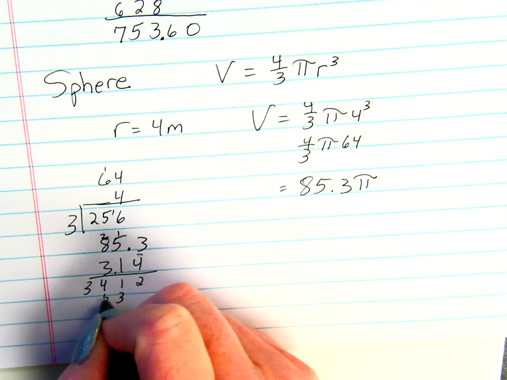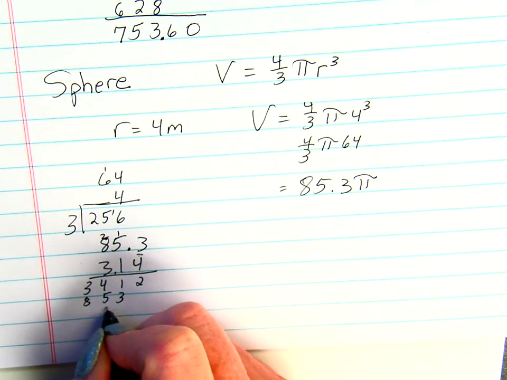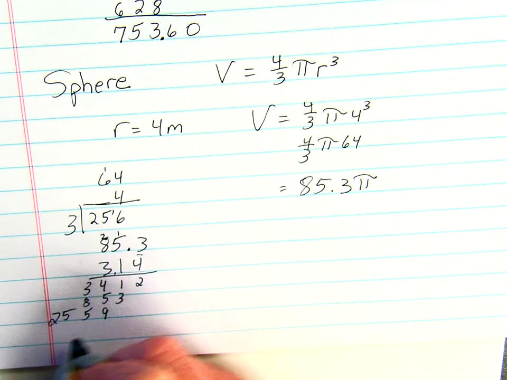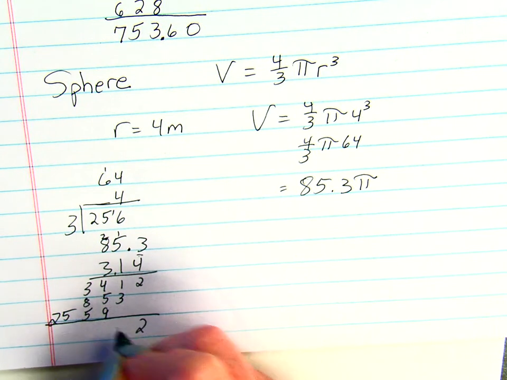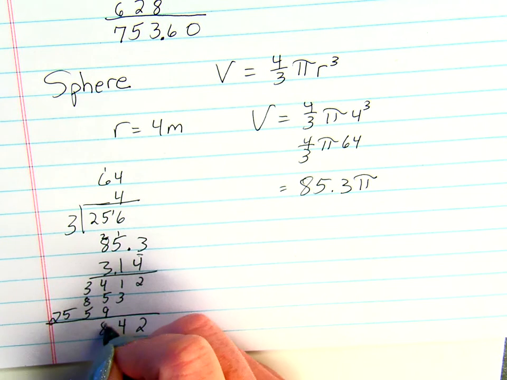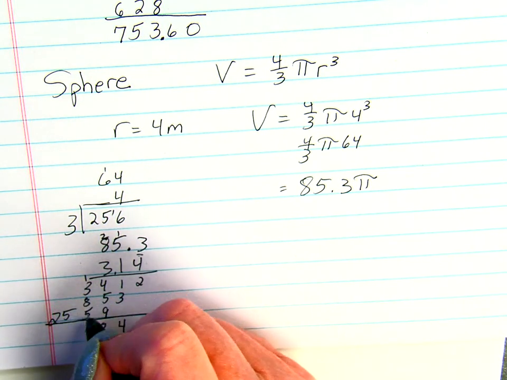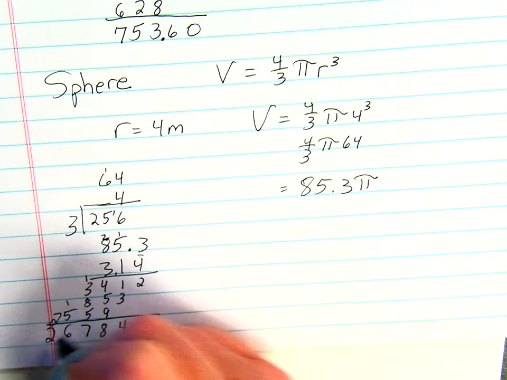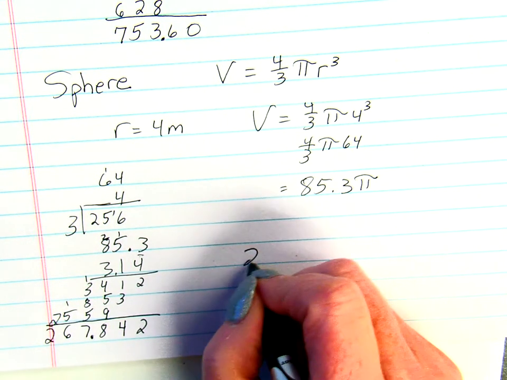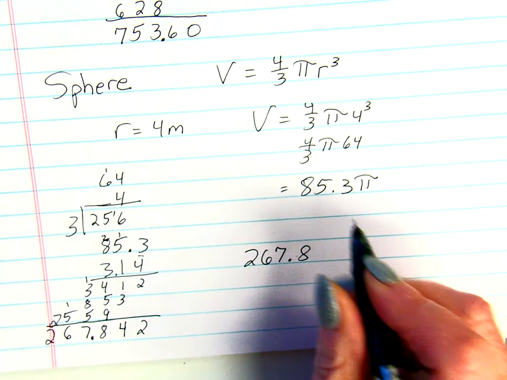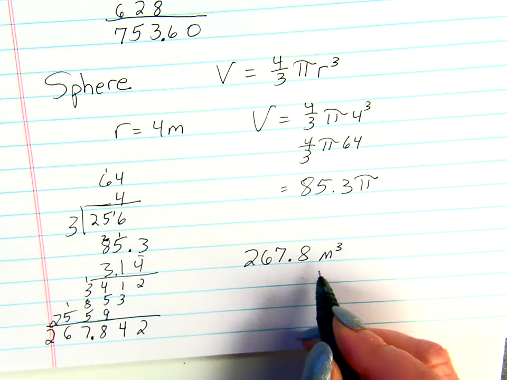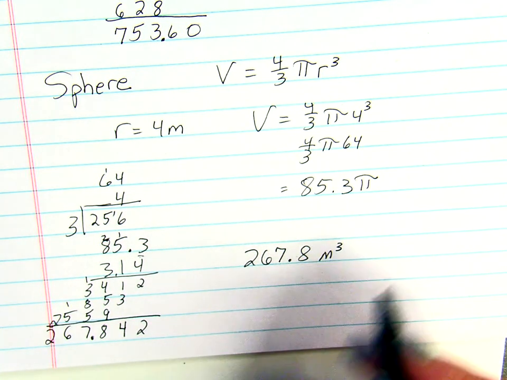34, and this is 3, 5, and 8. And 3 times 3 is 9, 15, and 425. Notice how I'm cramming my stuff in. Not advisable. 4 and 5 is 9, is 18. 4, 12, 17. And 6 and 2. I've got 3 decimal places. So I'm going to round this off to 267.8. I am at meters, so I am meters cubed. So that is the volume of the sphere that I was working with.